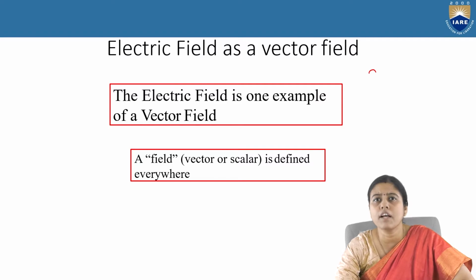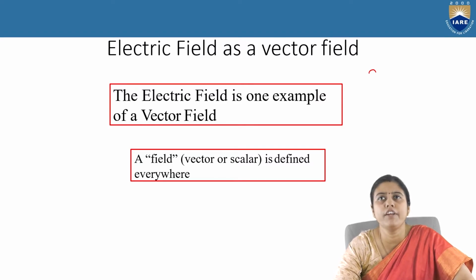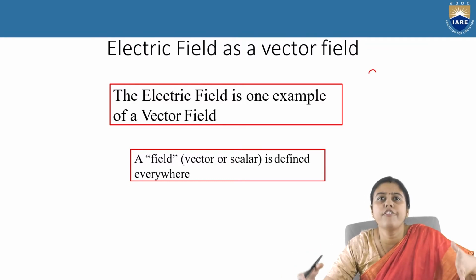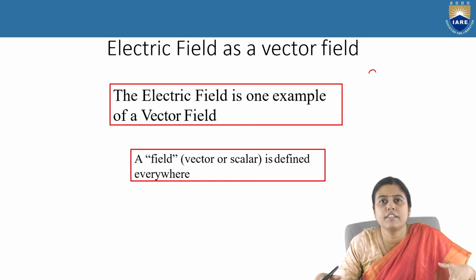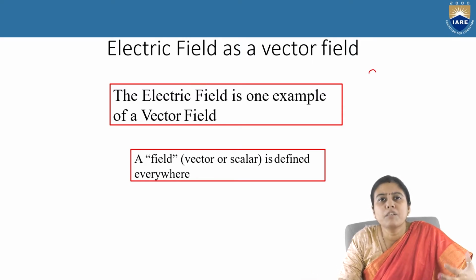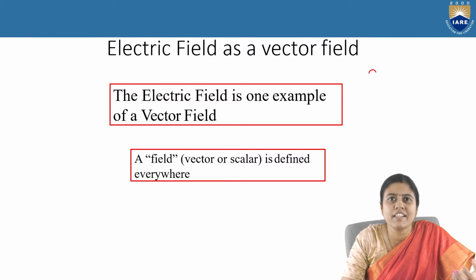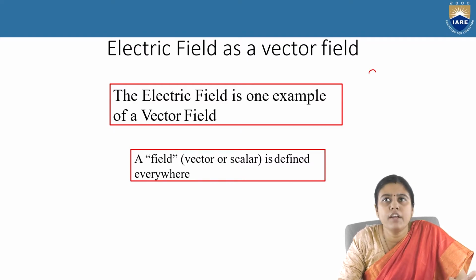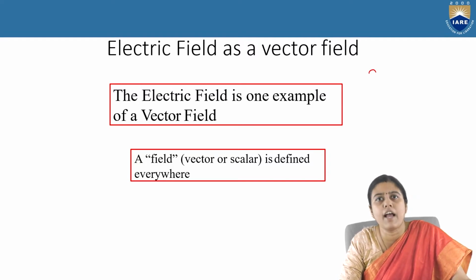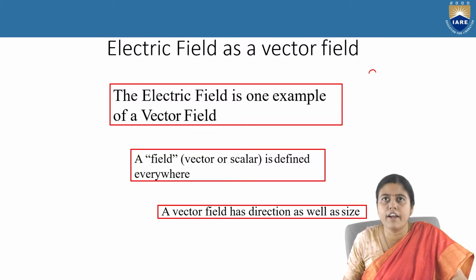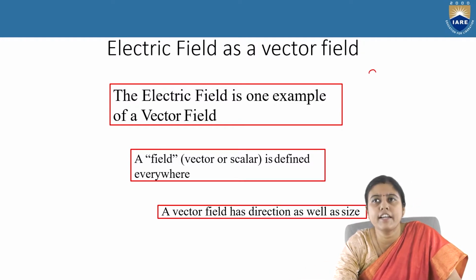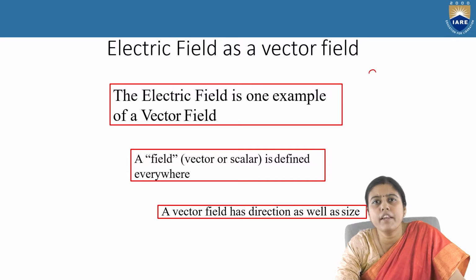The question comes to our mind, what is the meaning of a field? A field may be scalar or vector, and it is defined everywhere. If we keep a charge, in the area surrounding the charge we can experience some force. So a field is defined everywhere where a charged particle can experience some force. A vector field has direction as well as size.